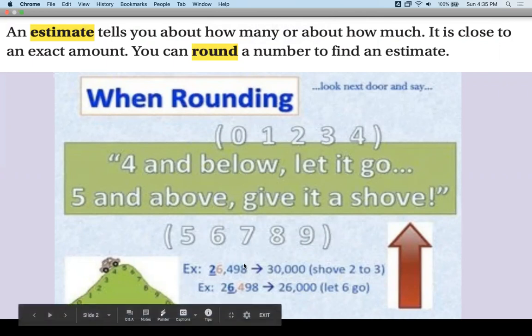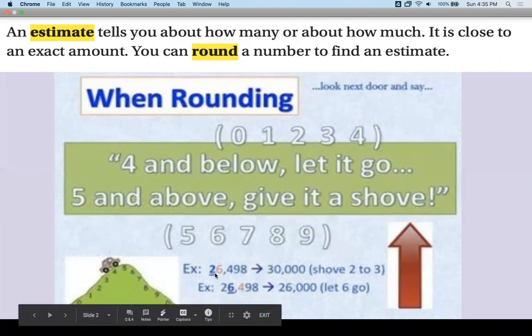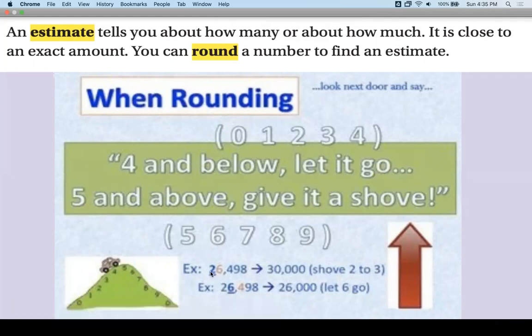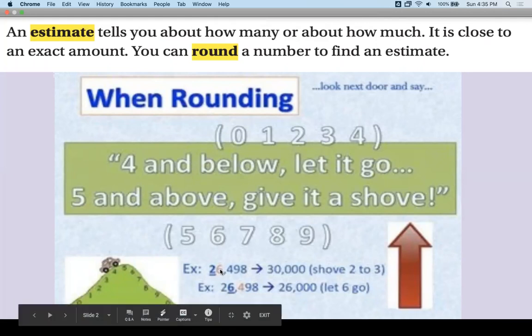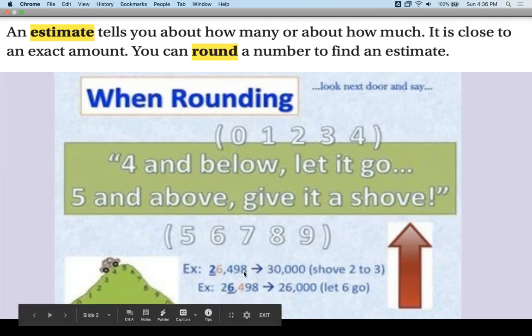Let's look at this example, because this is a bigger number. Obviously, it's the 10,000s place that is underlined, so that's the place they want us to round to. The 6 is the number that's telling us what to do with the 2. The 6 is the number to the right, and it's 5 or above. That means it's telling the 2 to go up to a 3, and everything after becomes a 0. So essentially, it's saying that 26,498 is about 30,000.